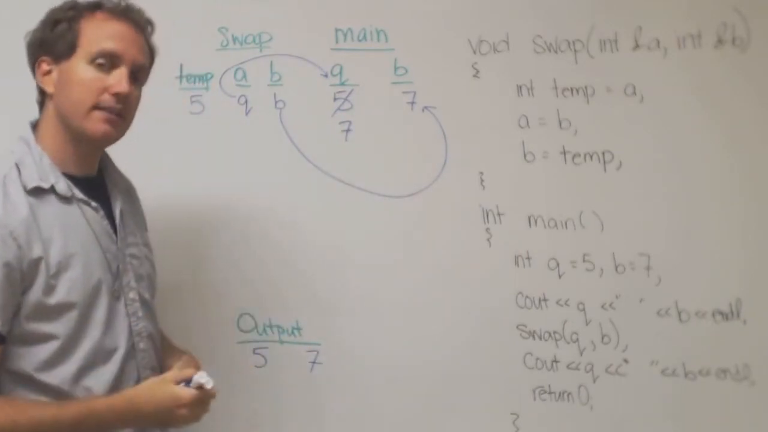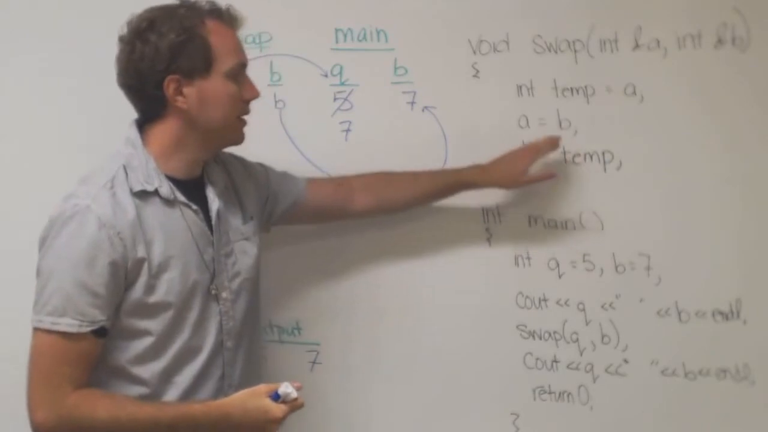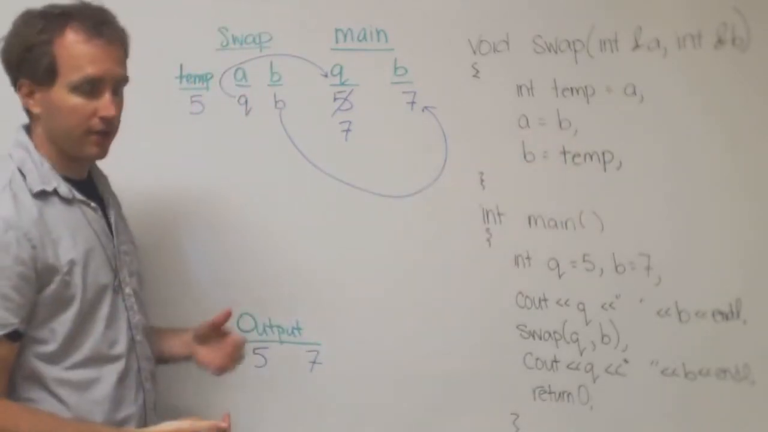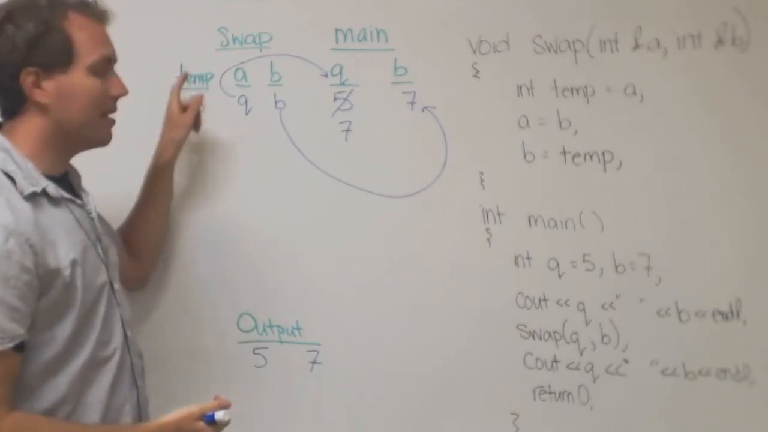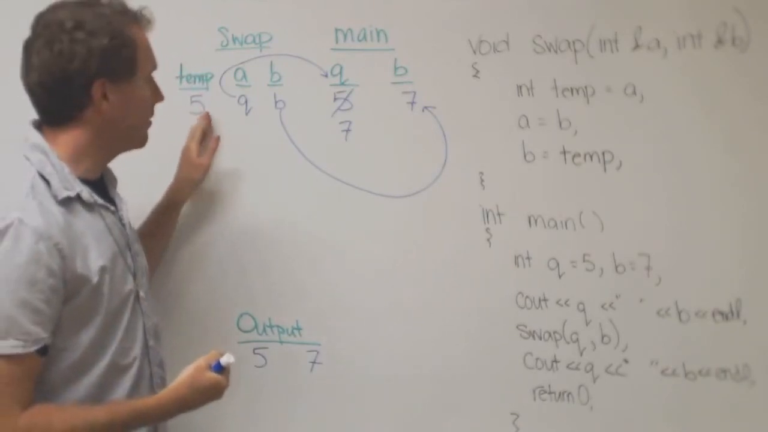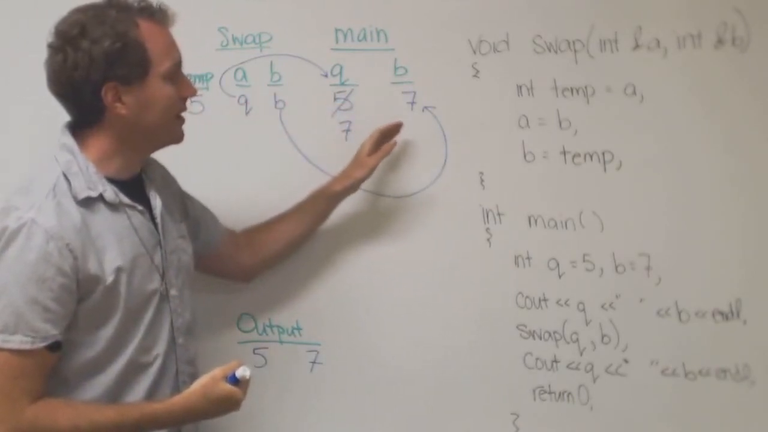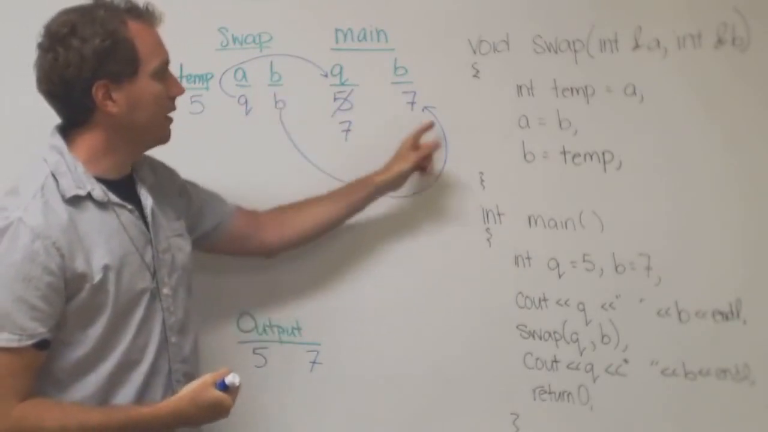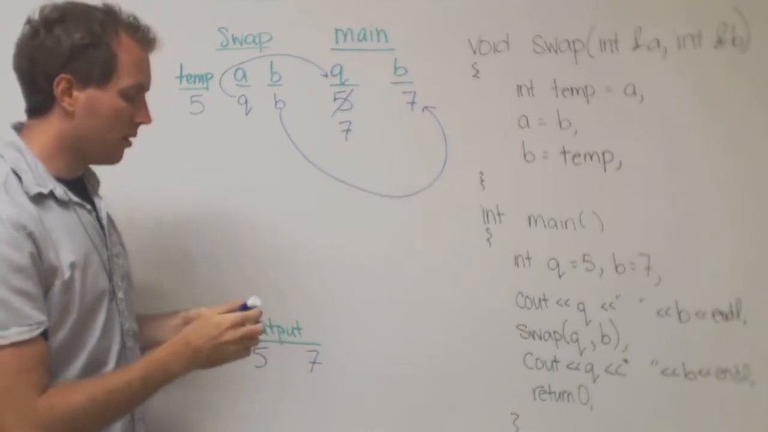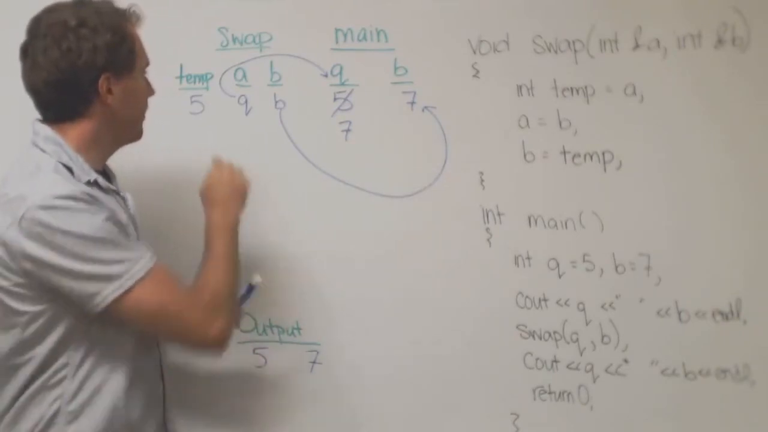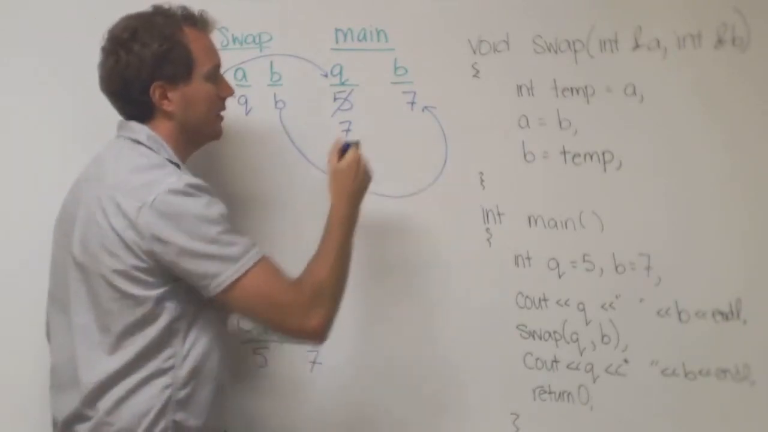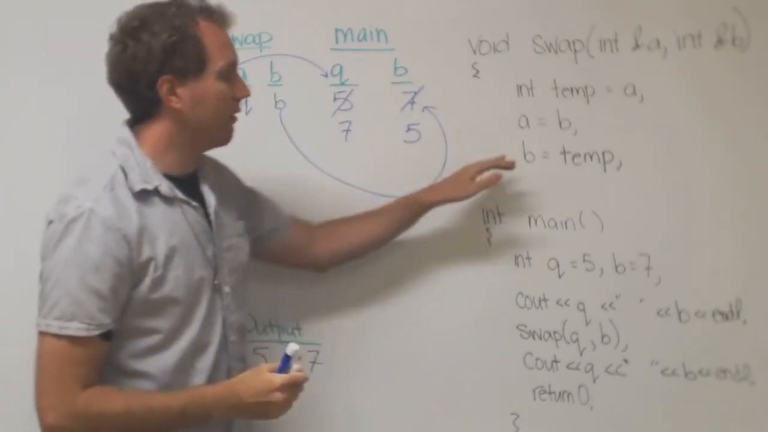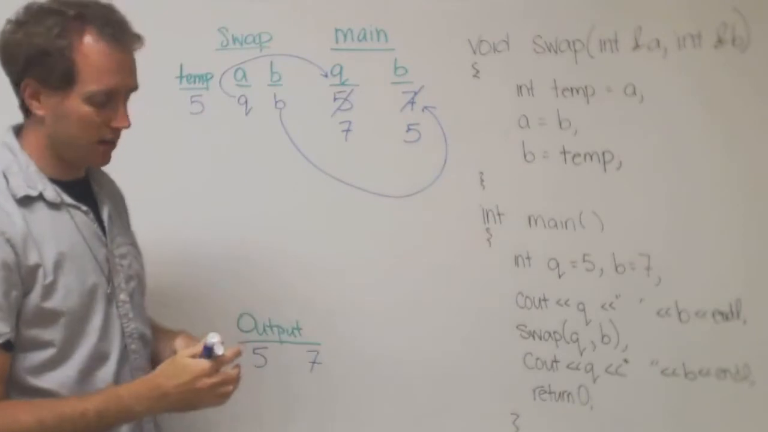Then we go to the next line and we say temp is assigned into B. 5. Right? So temp is a variable inside swap. Its value is 5. It is assigned into B, which is here. But this points back over here. So we can say 5 is assigned into here. And then our function ends.